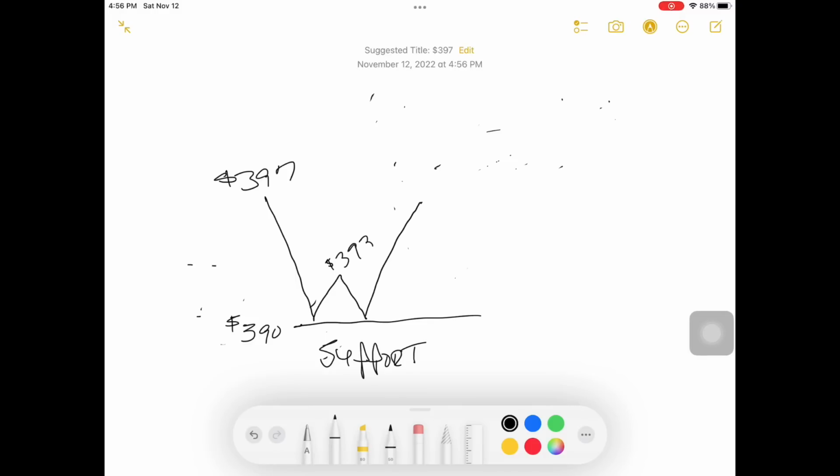Then it tested 393. Sellers stepped back in and pushed it back down to 390 again, guys, and then it proceeded to take off and recapture 397.